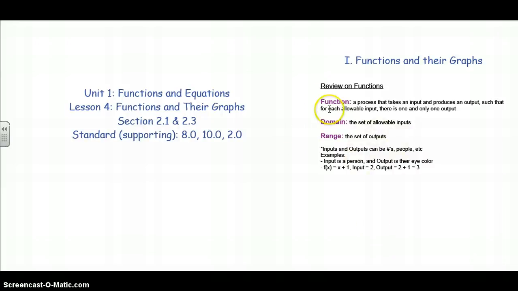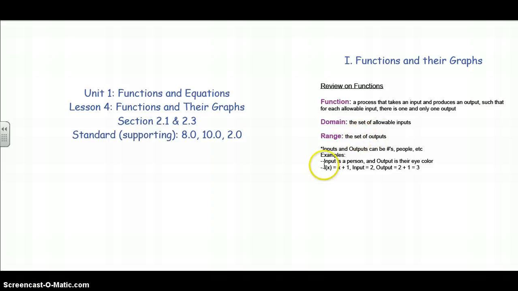So we're going to review functions and their graphs. Here are some key terms that you need to know. A function is a process that takes an input and produces an output, such that for each allowable input there is one and only one output. A domain is the set of allowable inputs. The range is the set of outputs.